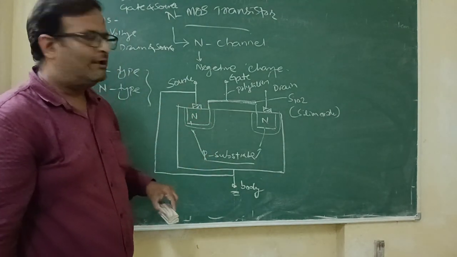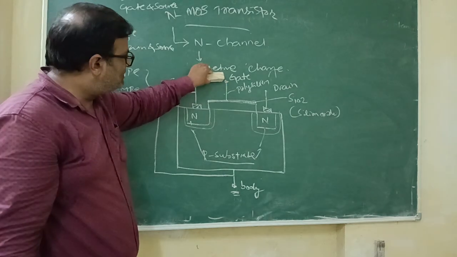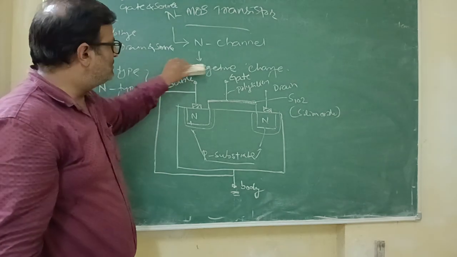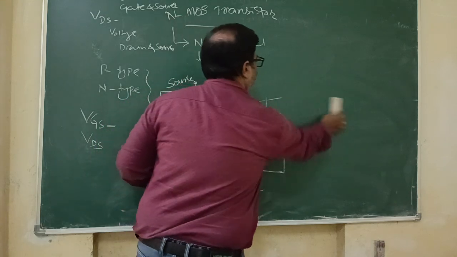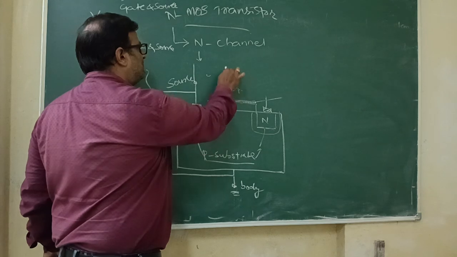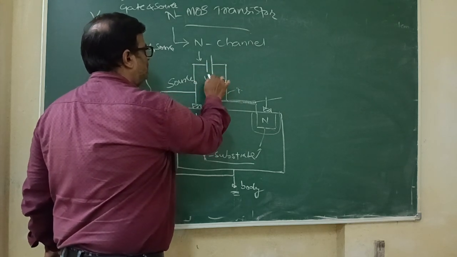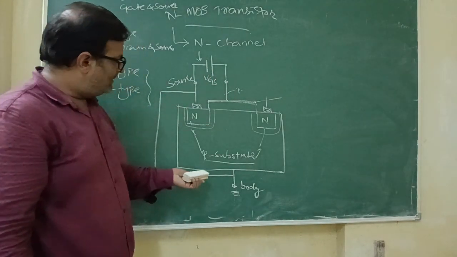Now, how can we make a channel? First we have to apply a gate voltage, that is a positive voltage, gate to source voltage. That means we have to make a connection between this source terminal and this gate terminal. This is known as VGS. In this condition, what happened?